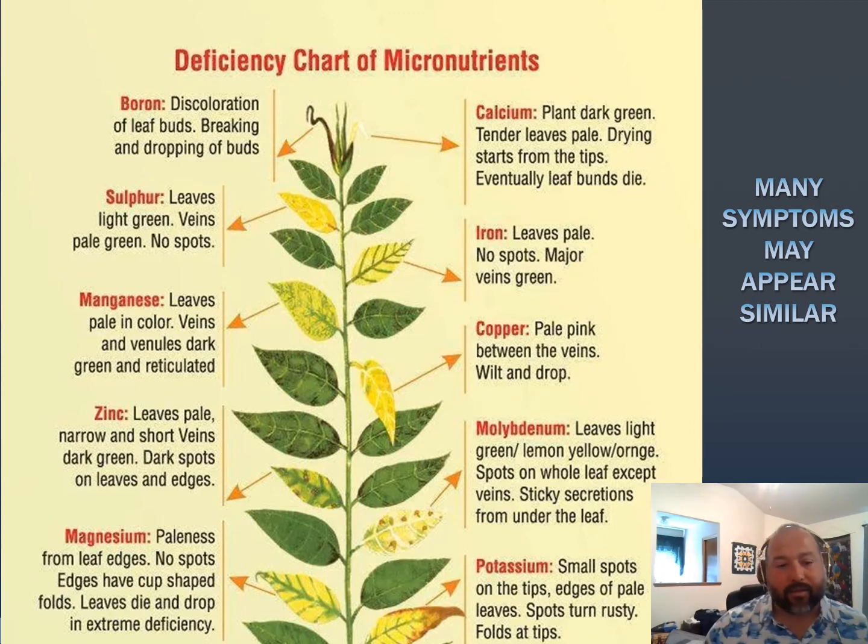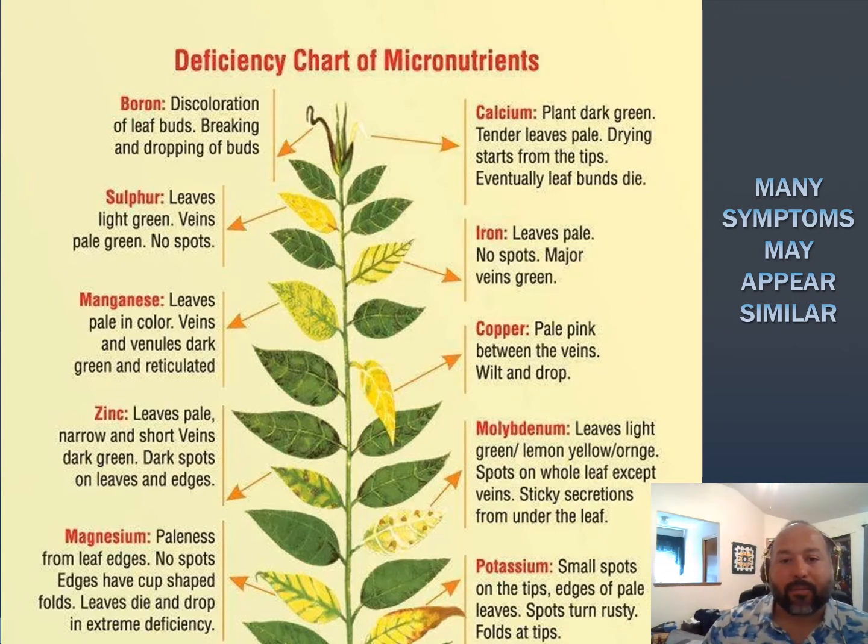Magnesium: paleness from the leaf edges, no spots. Edges have cup-shaped folds. Leaves die and drop in extreme deficiency. So you're going to see the edges have cup-shaped folds, so they're going to round off, and your paleness is going to come from the leaf edges. You're really only going to see your green colors towards your midrib and in your veins, and everything else should be that pale color, with some of that folding happening.